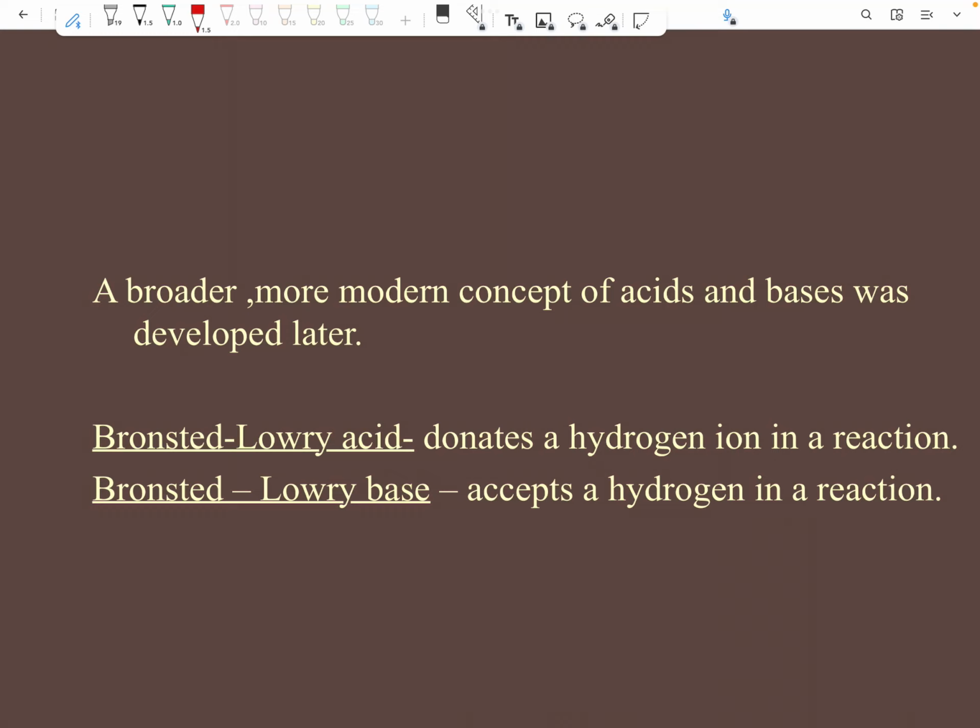So Bronsted-Lowry acids donate a hydrogen ion in a reaction, whereas Bronsted-Lowry bases accept a hydrogen ion in a reaction, basically forming a base. We'll get some practice with that later in the week.